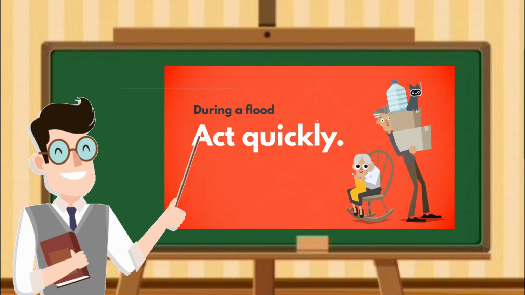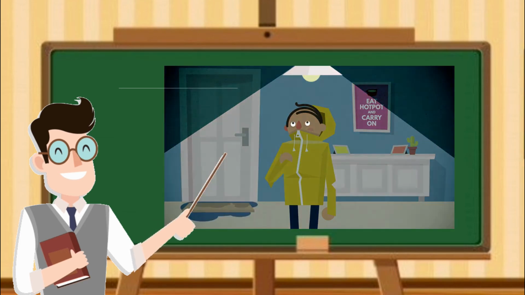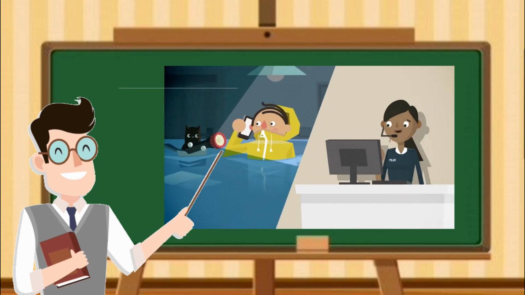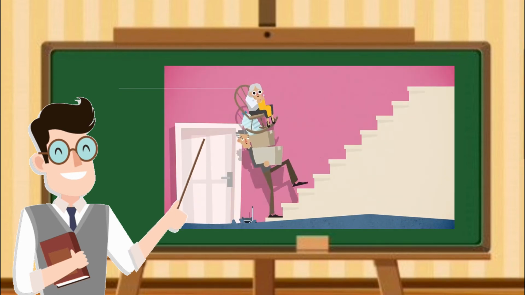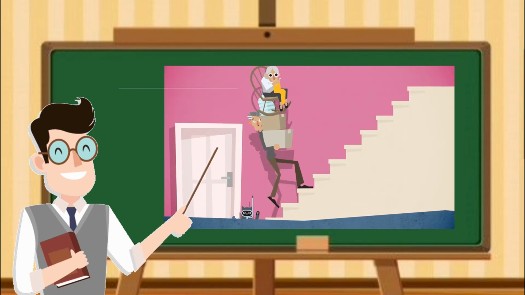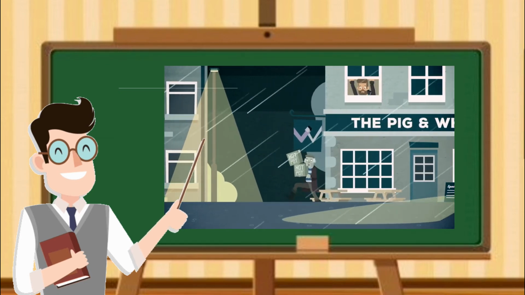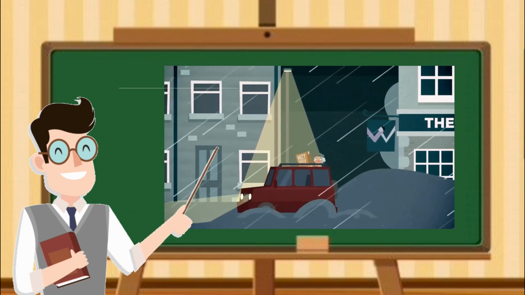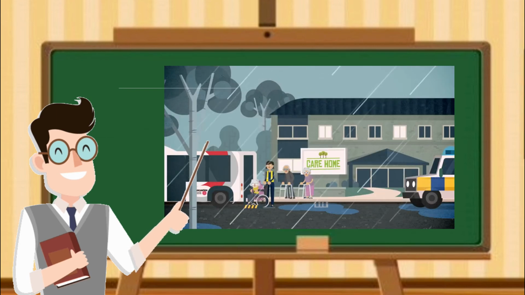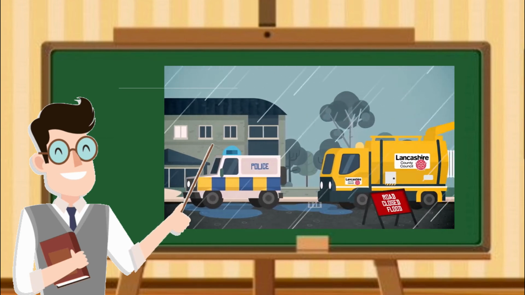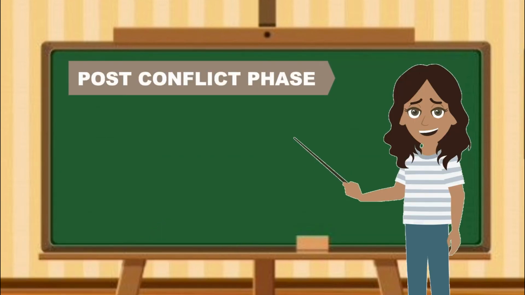For example, during a flood, act quickly. Floodwater can rise fast. So, if there's an emergency and you're in danger, call 999 and follow the advice. Move family, pets and important stuff upstairs. Put people before property and check on neighbours. Stay safe and don't walk or drive through fast-flowing water. Our teams will be working with the emergency services, checking on the vulnerable, evacuating people, unblocking drains and dealing with flooded roads. The last phase is the post-conflict phase.